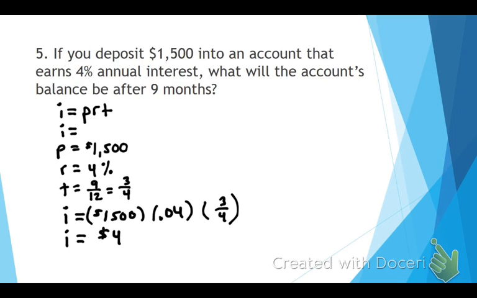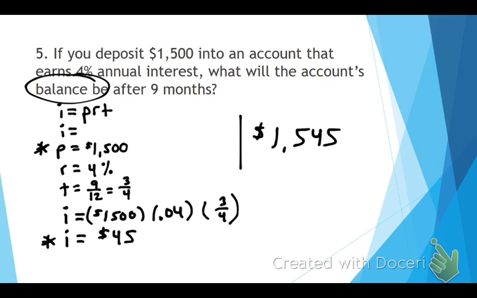Now, I'm going back just to make sure. It says, what will the account's balance be? So it's not just wanting the interest, it wants the balance. So you have to take your principal and add together your interest. And when you do that, you get, what was it, guys? $1,545. $1,545 is the account's balance after 9 months, okay?